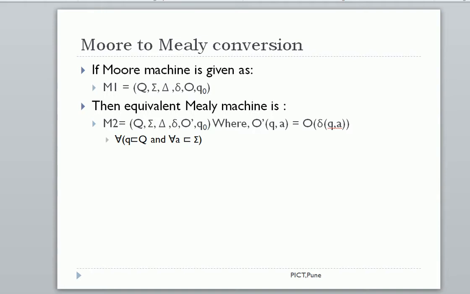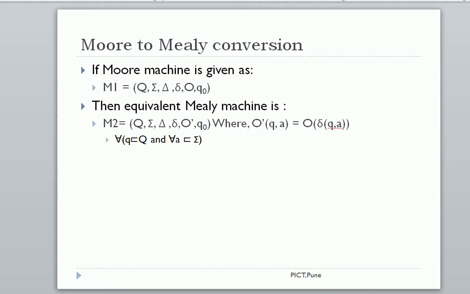Mealy machine conversion: how to obtain a Mealy machine from a given Moore machine. As we know, in a Moore machine the output is associated only with the state, right? In the Mealy machine, output is associated with the state as well as the input, which we write on the transition. So we would like to find the transition along with the output.